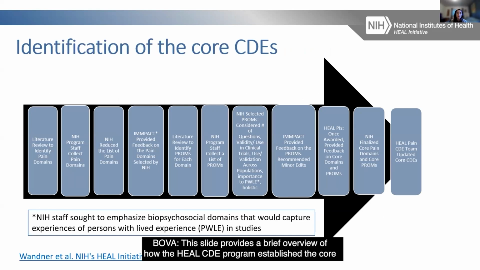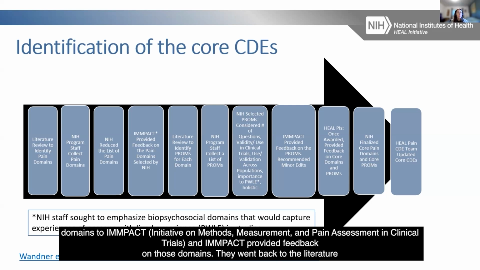This slide provides a brief overview of how the HEAL CDE program established the core set of domains and measures. So first, NIH staff conducted a semi-systematic literature review to identify important pain domains that should be assessed in research. After that, NIH program staff collected domains that were associated with the research, and they focused on the most common domains. And then they reduced the list of pain domains. They then sent the reduced list of pain domains to IMPACT, and IMPACT provided feedback on those domains.